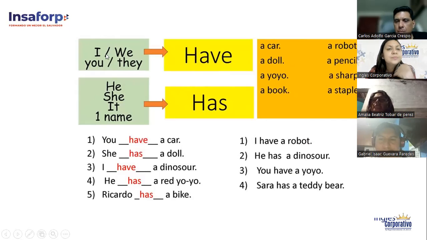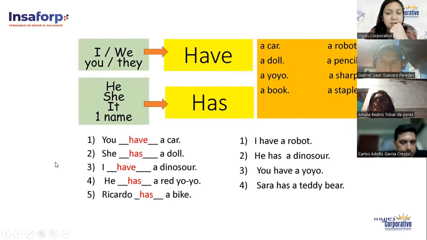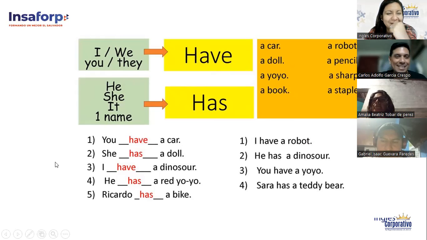Carlos? Hello. Okay, Carlos, you can read like this: I have a car. You have a doll. We have a JoJo. They have a book. And then you continue with the others.